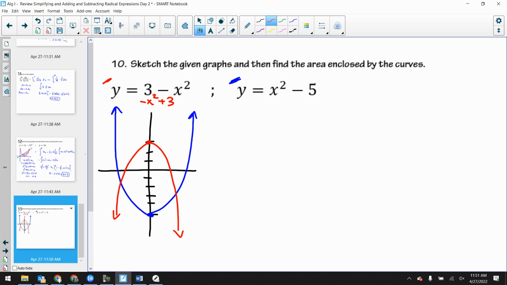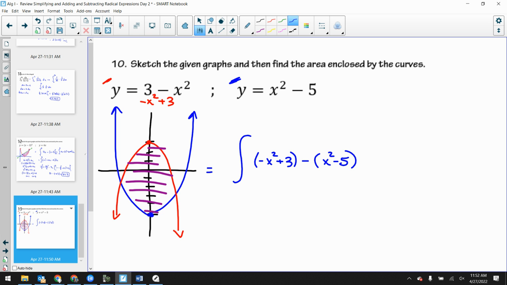All right, so I see the region bounded, right? I know what I want. I want this area. It kind of looks like a football. That is going to be the integral of, now remember, what's on top? The red. Negative x squared plus 3 minus the bottom, the blue, x squared minus 5. Now what we have to decide is, where do we go from and to? What is our interval?